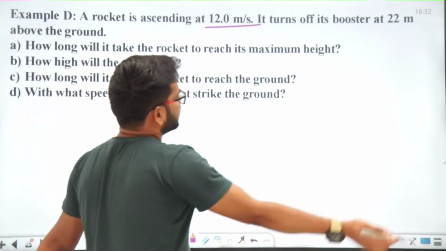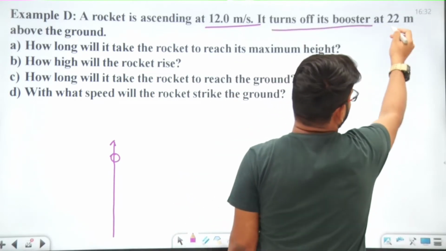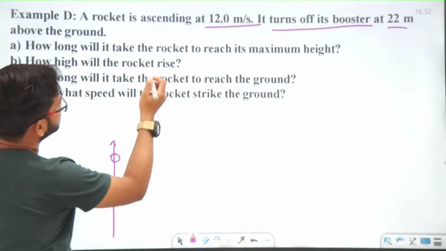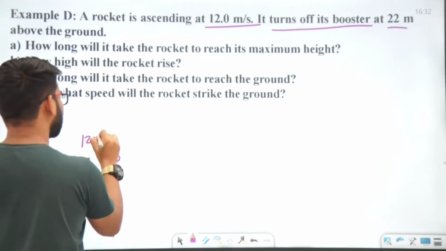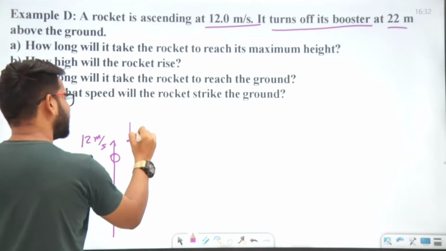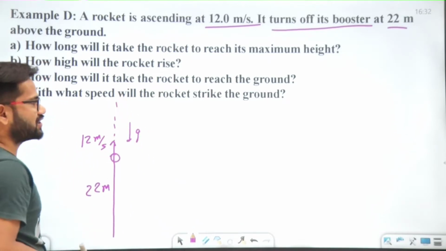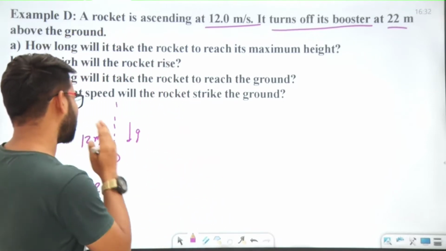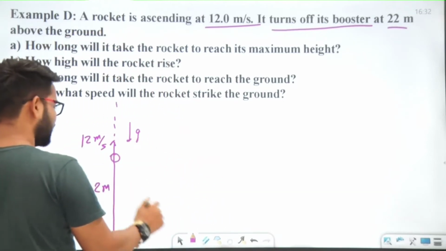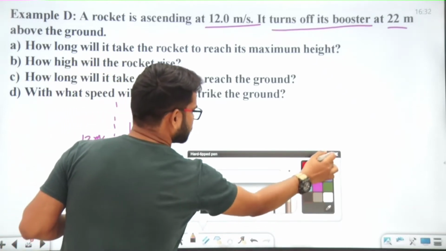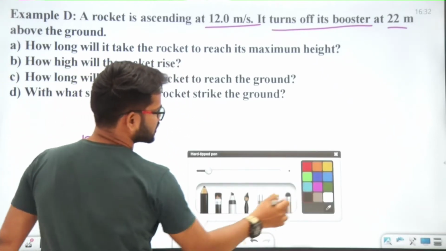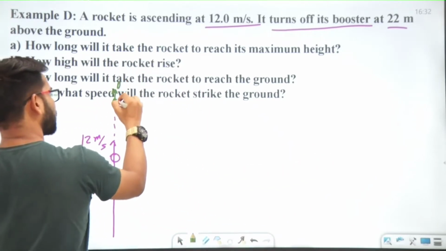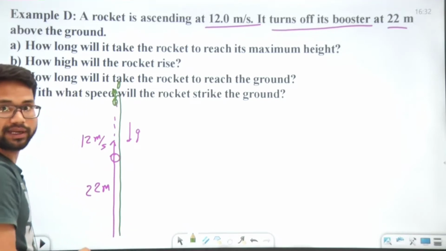Now when its booster is turned off at height 22 meters, its velocity was 12 meters per second. Now g will be the acceleration, and that will be the negative acceleration. This g is going to retard it. At some height it will reach a maximum, and then its velocity will become 0, and then it will come back, right?